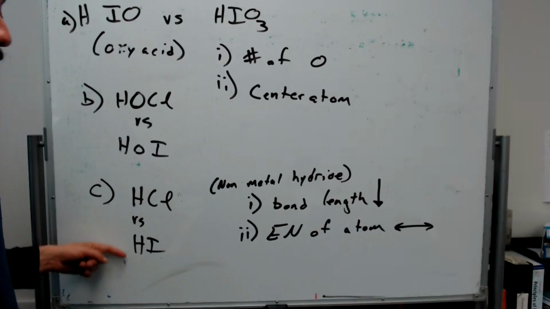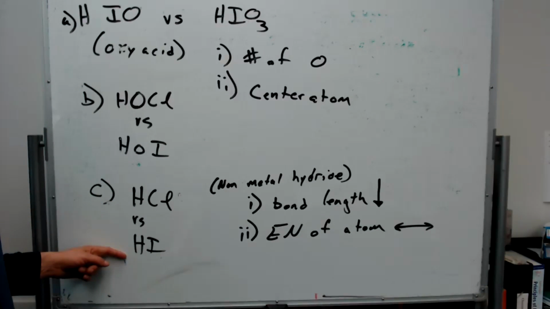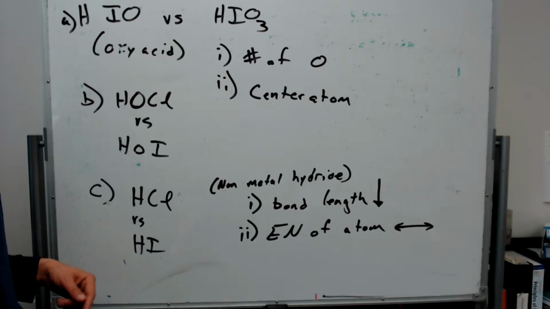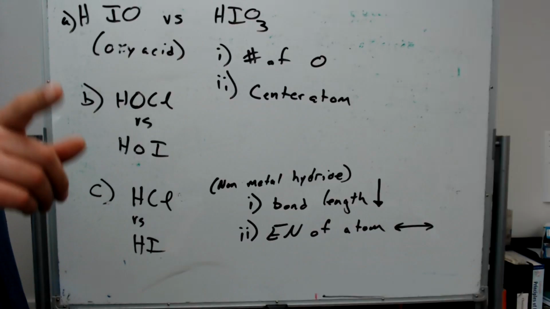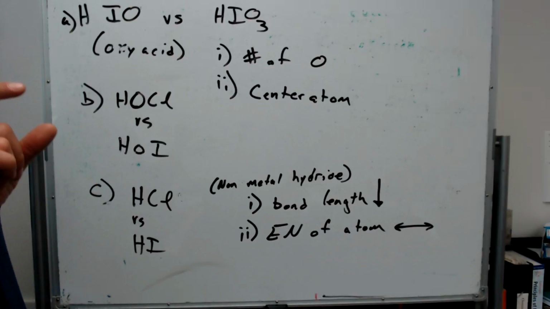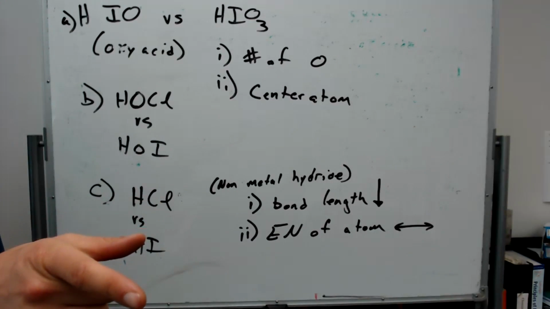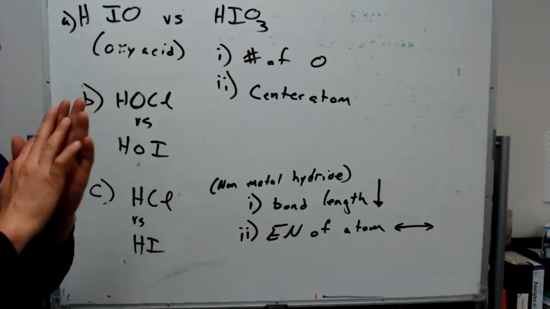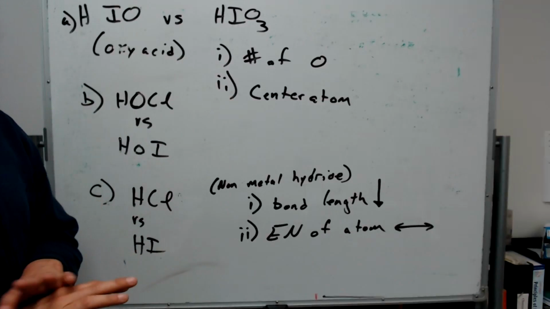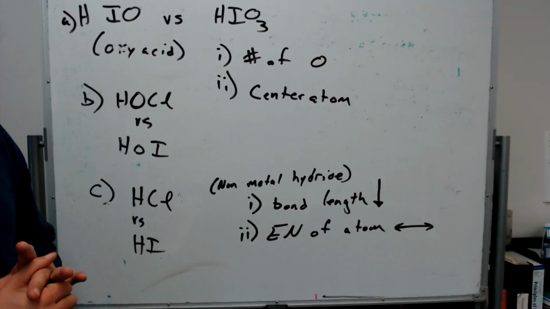Chlorine versus iodine. Bigger radius. No, bigger radius. Isn't fluorine the biggest? Fluorine is the biggest electronegativity, but the smallest radius. Okay, you had it backwards. Good, I'm glad we sorted that out because that would have been a problem later on.